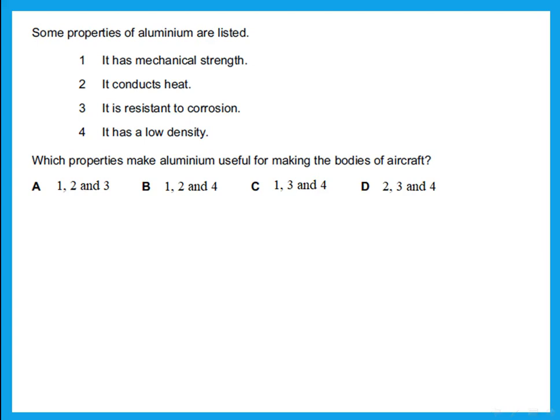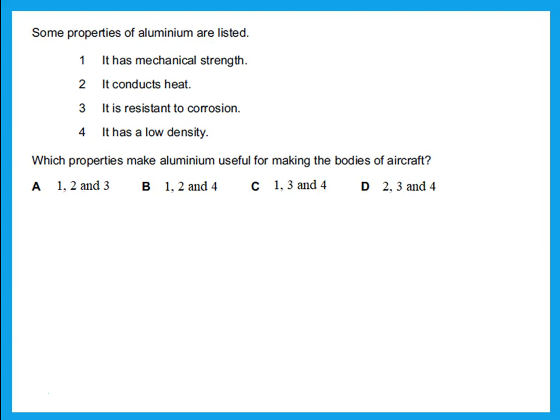Some properties of aluminium are listed. Which properties make the aluminium useful for what? Now he's talking about making the bodies of aircrafts. Which of these should I choose for bodies of aircraft? So the first one says it has mechanical strength. Do I need that for the body of an aircraft? Yes, I do, because we said aircrafts, when they go up in the atmosphere, are subjected to high pressure, so we need aluminium because aluminium is strong and can withstand high pressure.